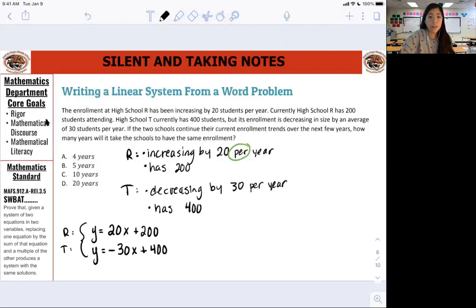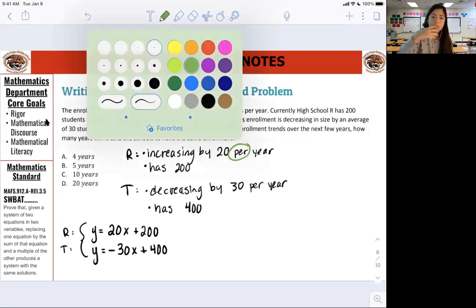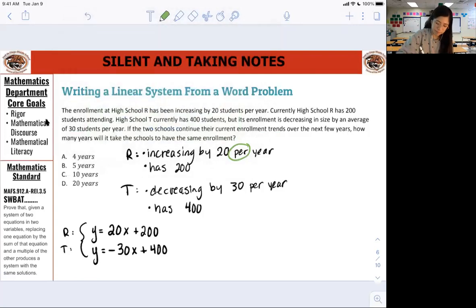All right, let's do it. Substitution or elimination? Substitution. Why substitution? Because they're already a variable that is isolated. Good. That y is all alone. In fact, both y's are all alone. So I can choose either one. And I can plug it in to the other one.